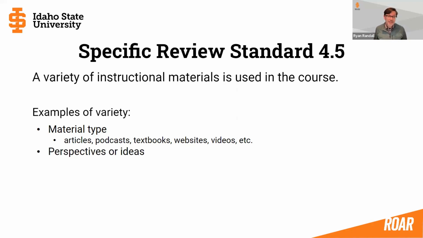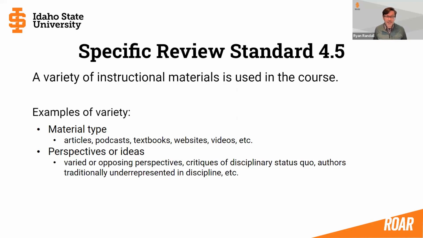Another type of variety is if you have perspectives or ideas. So for instance, you could have varied or opposing perspectives. You could have critiques of the disciplinary status quo, or you could have authors that are traditionally underrepresented in that discipline. So these are emerging trends. These are some different types of outlying perspectives, or ones that are current, but not the established standard yet. Those would be ways that you could bring those in to meet this perspectives or ideas type of variety.